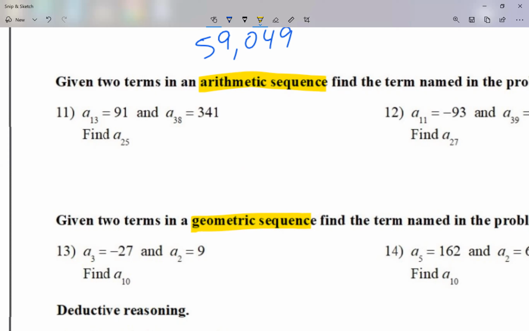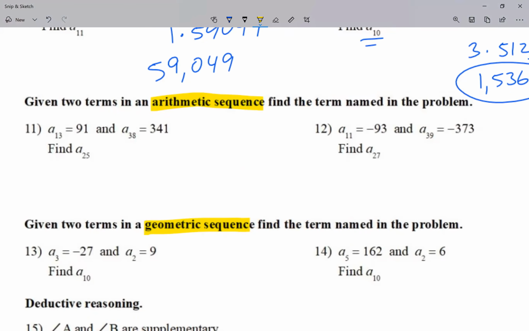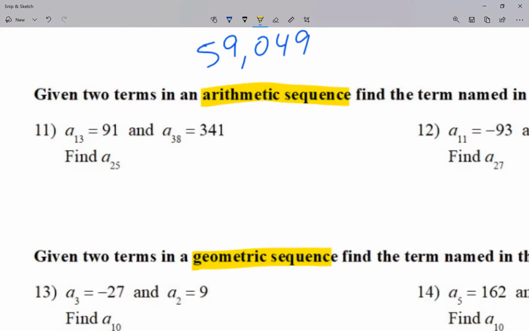Now here, given two terms in an arithmetic sequence, find the term named in the problem. So there's a list of numbers. I have the 13th number on the list. I have the 38th number on the list. And I want the 25th number on the list. Well, let me see first of all, what was I adding or subtracting? Right now, because it's arithmetic, I know I was adding or subtracting something. Well, I need to figure out what that something is. We're going to call that the difference. But I'm going to use these two numbers to figure it out.